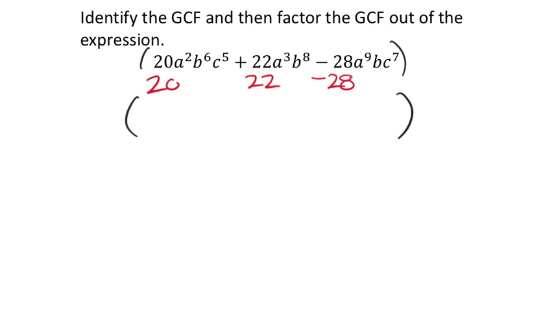And I'm going to check even after I factor this out. So I'm going to factor out a 2. That means I'm dividing these each by 2. So 20 divided by 2, boom, is 10. 22 divided by the 2 that factored out, right? That's the 11, positive. And then the 28 divided by 2 is negative 14. Okay, now that's just the numerical part of it, okay?